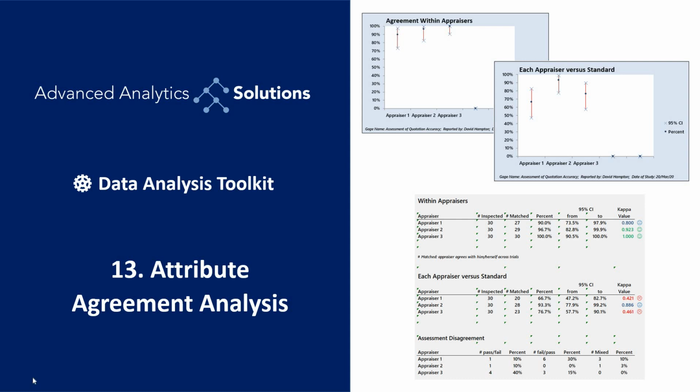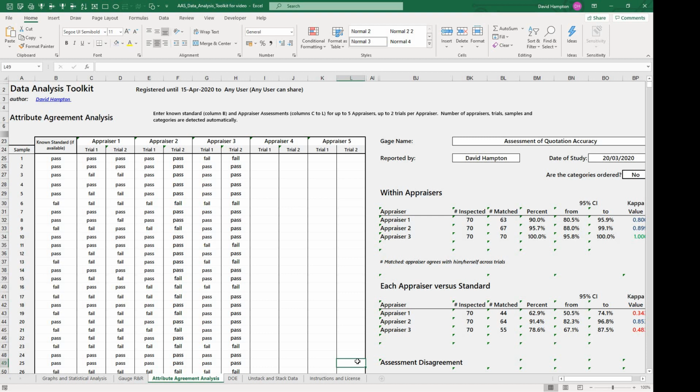Here's how to analyze a measurement system for attribute data with the Data Analysis Toolkit. It's called Attribute Agreement Analysis, and it's in the third sheet of the workbook. You can see you have a column for each of the appraisers. In this case we have 3 different appraisers, and you can have a maximum of 5.